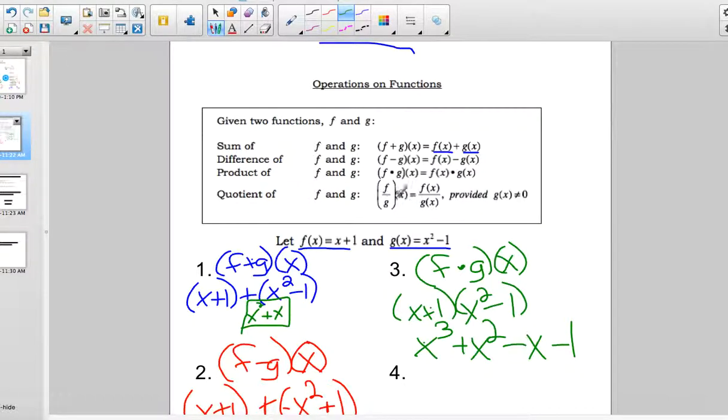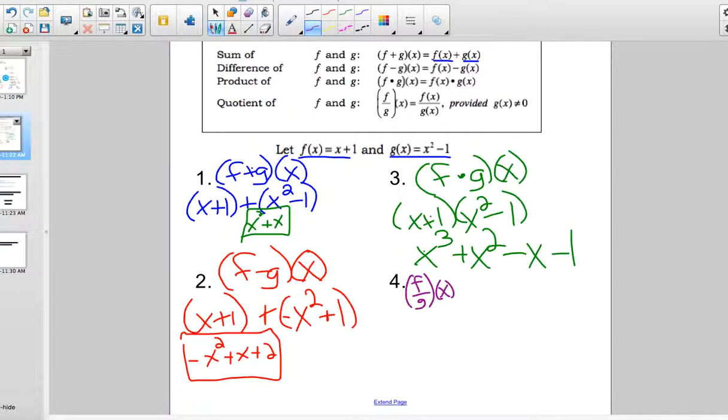The last one is division, which might seem like the easiest one, and sometimes it is, but sometimes you've got to go an extra step. So you would just write it as f divided by g of x. You're literally just putting the entire f of x equation on top and the g of x equation on bottom. But you're going to see what happens here. So f of x was x plus 1. That's x plus 1 divided by x squared minus 1.